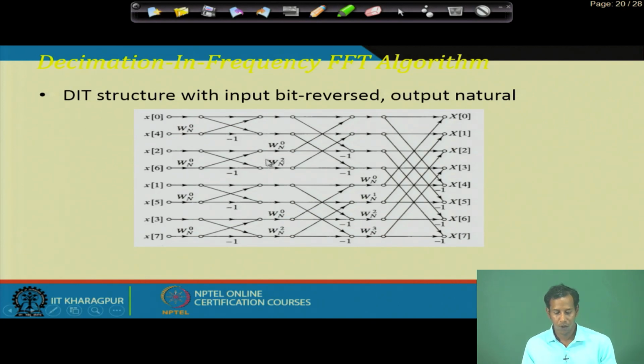And here you see the lower branches are multiplied. This cross multiplication is known as the butterfly operation. The lower branch of this butterfly is multiplied with -1, whereas the upper branch is multiplied with +1.